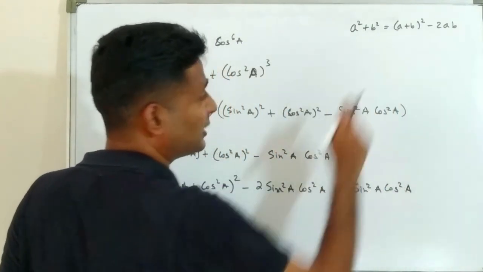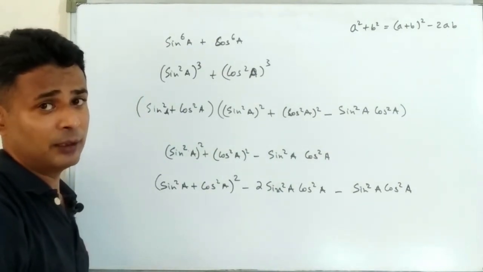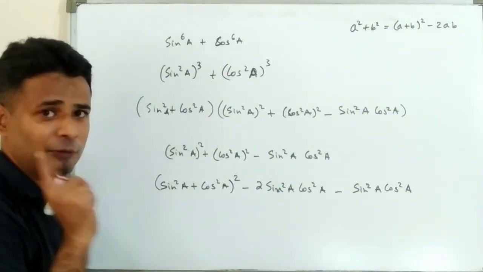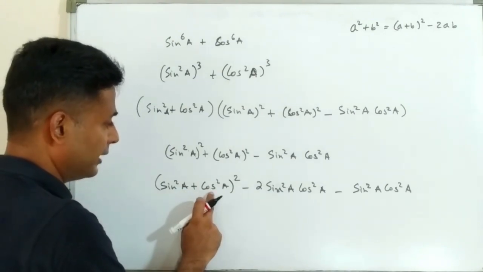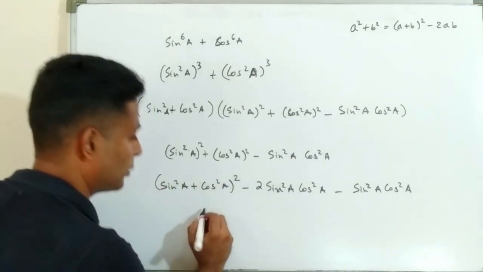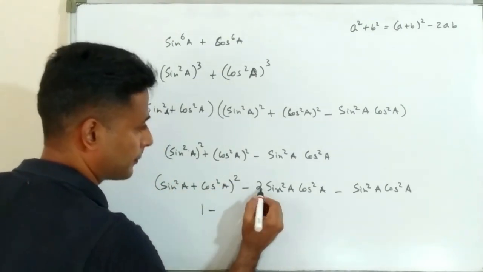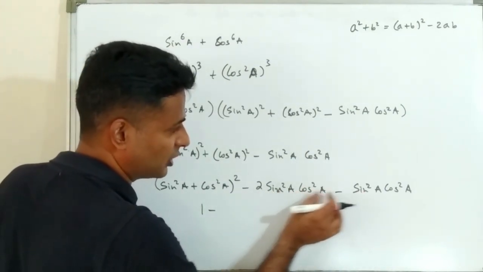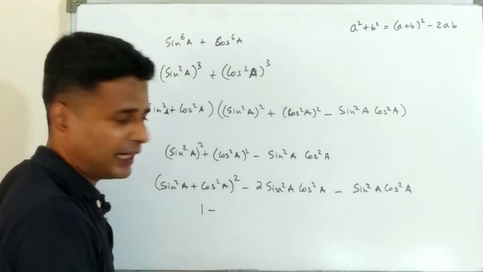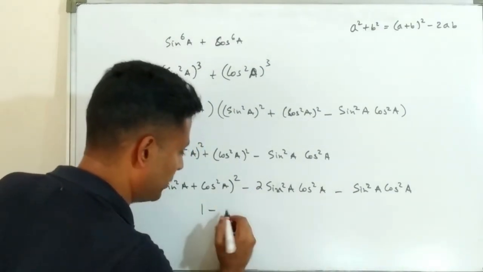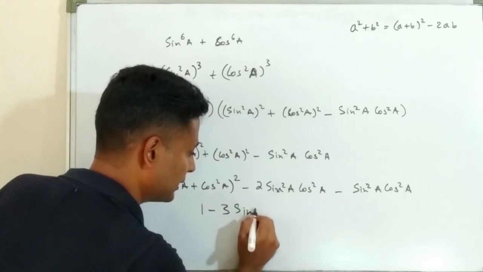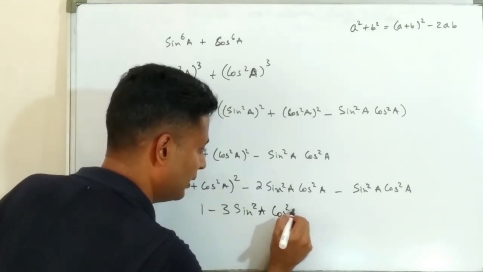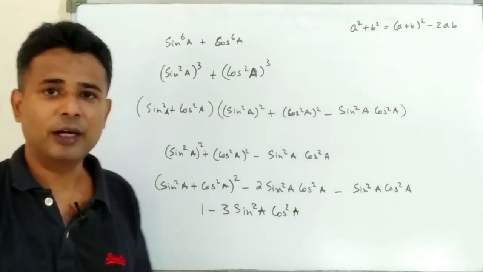Why did I use the a plus b formula for finding a square plus b square? Because I'll get sin square plus cos square, which will become 1. So sin square plus cos square is 1, 1 square is 1, minus 2 minus... these are like terms, sin square a cos square a, sin square a cos square a. So they are like terms. So minus 2 minus 1 will become minus 3 sin square a cos square a. So this is the final answer.